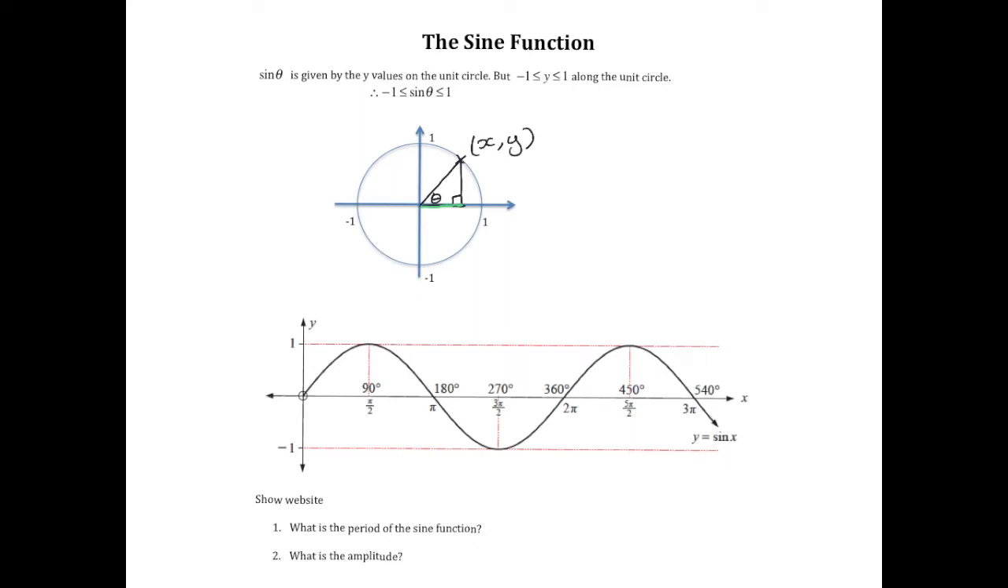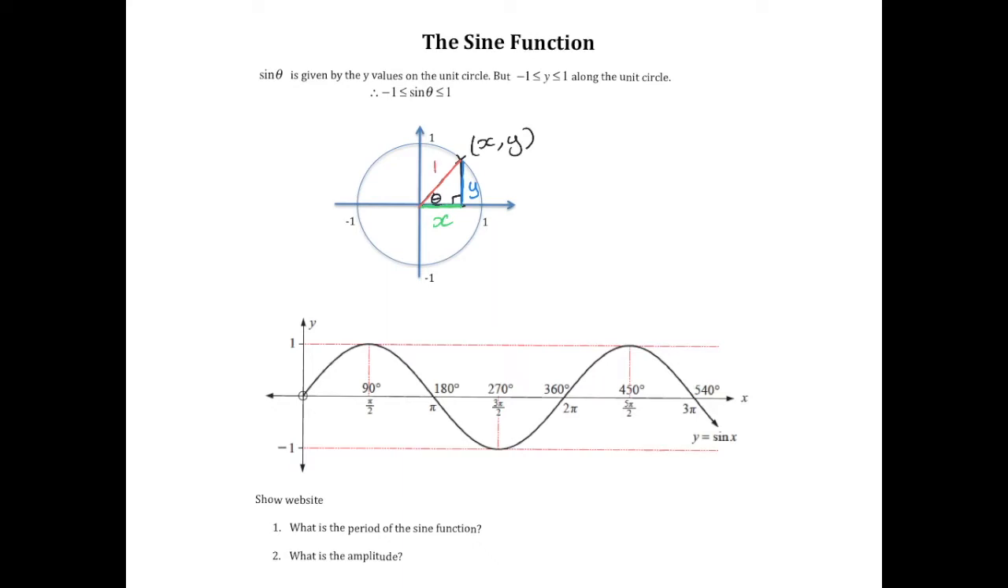So now, who can tell me what that green side is? What length is that? X. Who can tell me what that vertical side is? Good. What length is the hypotenuse? 1, because it's a unit circle. Everyone with me?